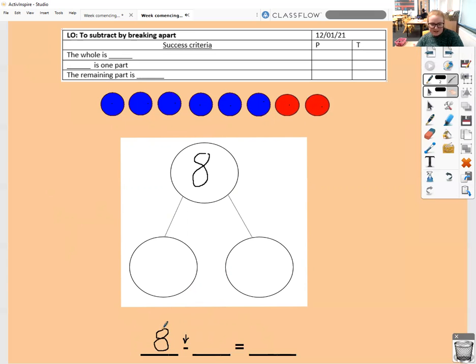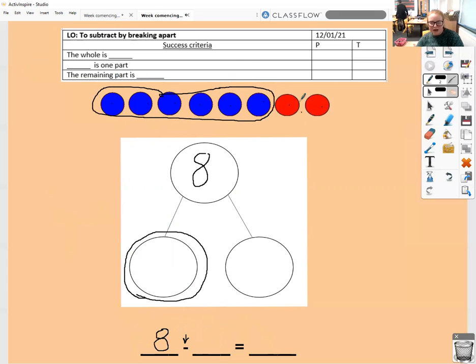So 8 subtract my first part. I'm going to find my first part by counting how many blue counters I had. So my blue counters are my first part. 1, 2, 3, 4, 5, 6. My first part is 6. 8 subtract my first part, which is 6.